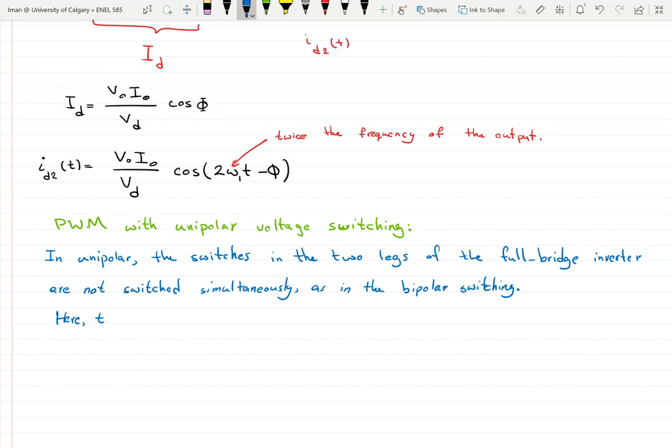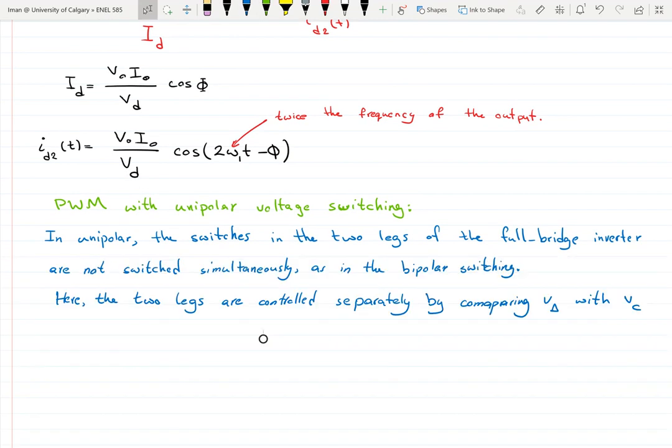Here, the two legs are controlled separately. So before they weren't separately controlled, right? There was just one V control and one V delta. Now they are controlled separately in this unipolar. And how are they controlled separately? By comparing V delta with VC. So until this point it's the same as the bipolar, but this is only for one leg. For the other leg, V delta will be compared to minus VC, respectively. Just basically this.